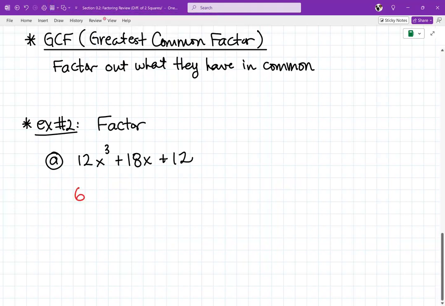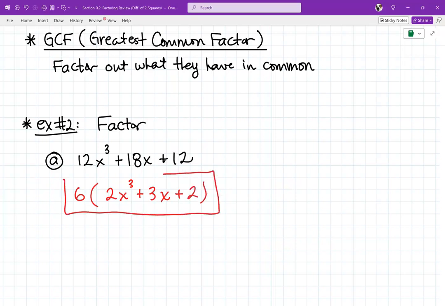So I'm going to take the 6 out. I couldn't take out any letters. So all I got to do is just rewrite this. So 12 divided by 6, that's 2x cubed, plus 18 divided by 6, that's 3x, plus 12 divided by 6, that's 2, and there's your answer. Okay? You're not having to do anything else. You're just taking out what they have in common. Again, this is a homework problem. We'll do one more, and then we're done.